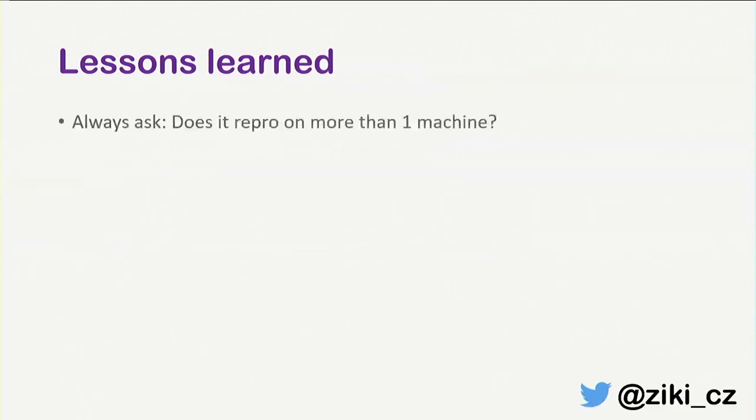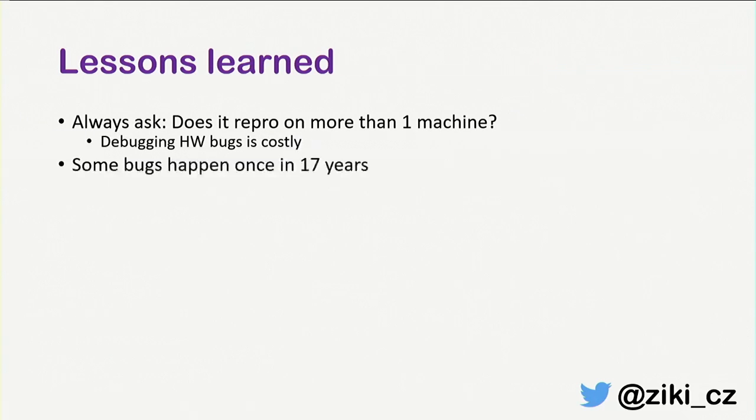Lessons learned, I'm going to do just a short recap. Lesson number one that I want to tell you is that, always ask, does it repro on one machine? If you see it on GitHub from me or somebody else, don't be offended. We're not trying to make your life harder. We're protecting ourselves from the costly investigations, because they are freaking costly. Some bugs happen only 1 in 17 years, and maybe it's okay to leave them there. Not everything has to be fixed. Spec bugs are extremely hard to fix.